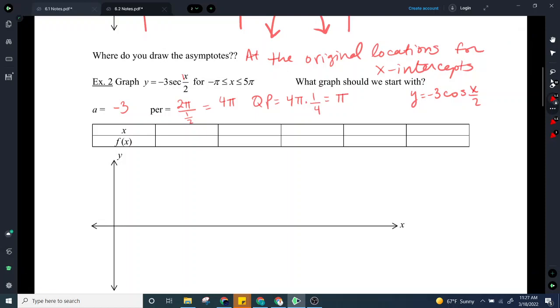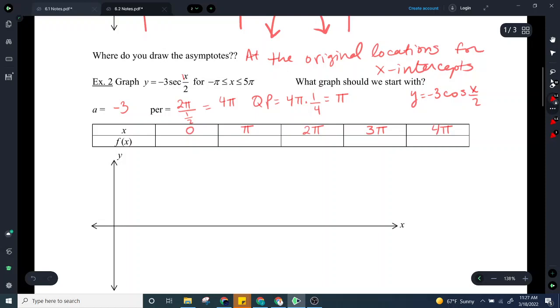All right, so let's go ahead and do our x values first. Notice there's no phase shifting here, so I don't have to worry about that. So I'm just going to start out at x equals 0. Quarter period is pi, so 0 plus pi is pi. Next key value is 2 pi, 3 pi, and then 4 pi.